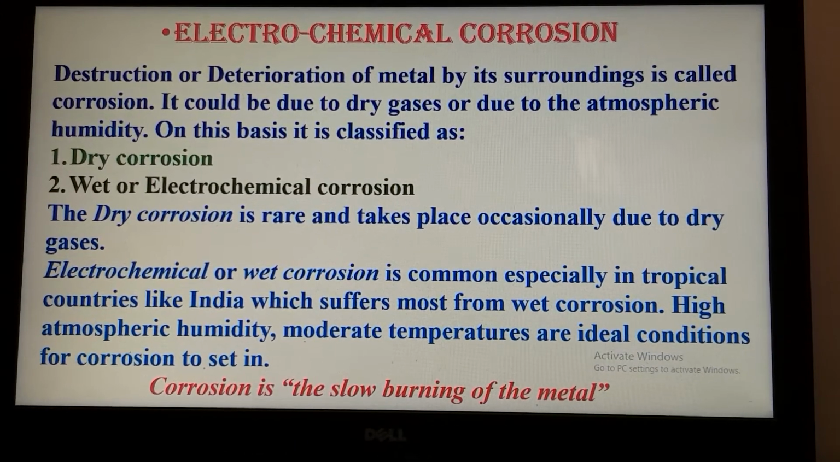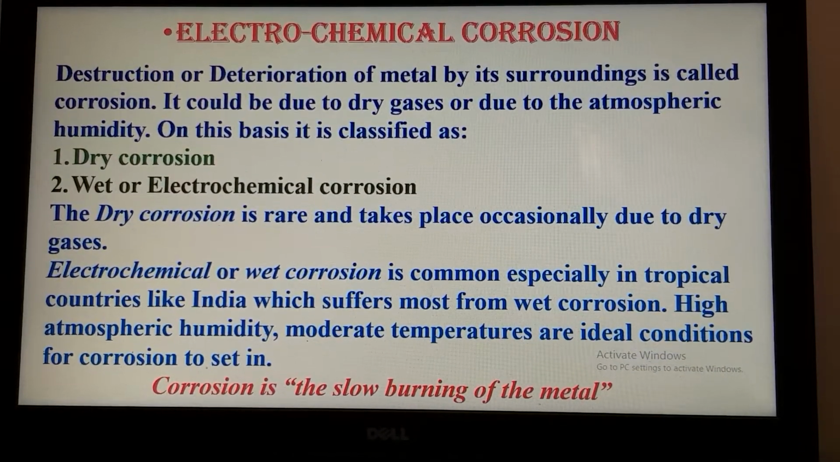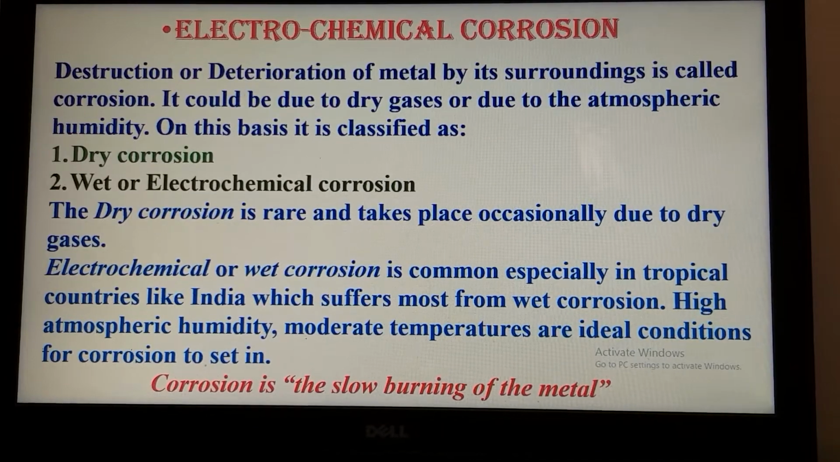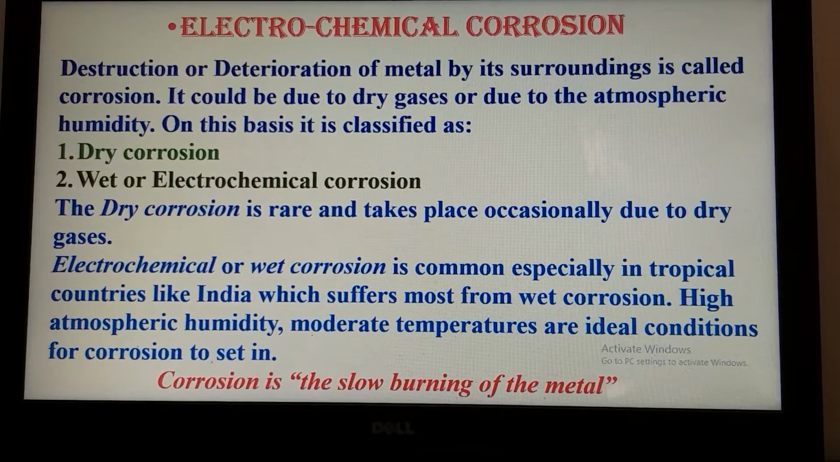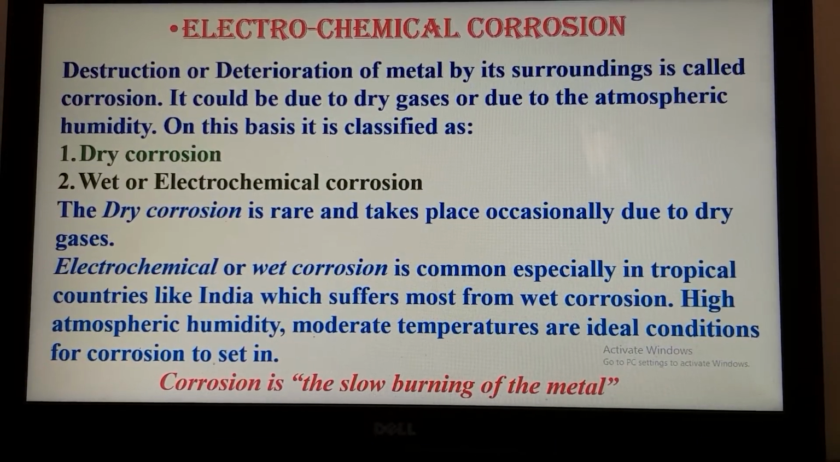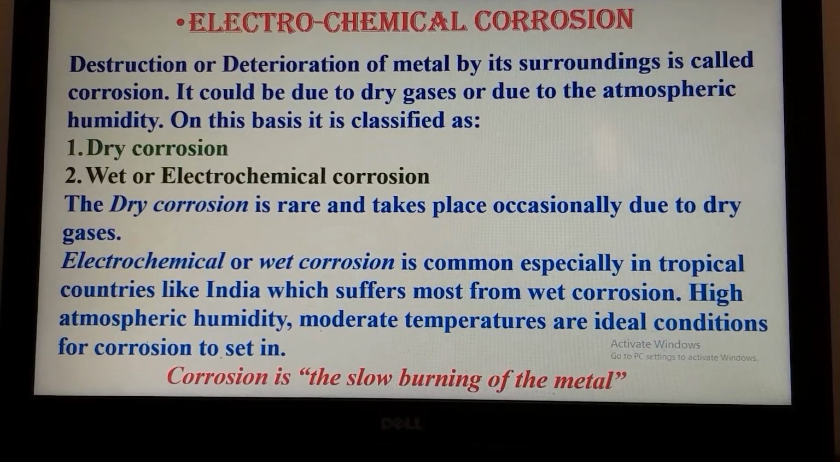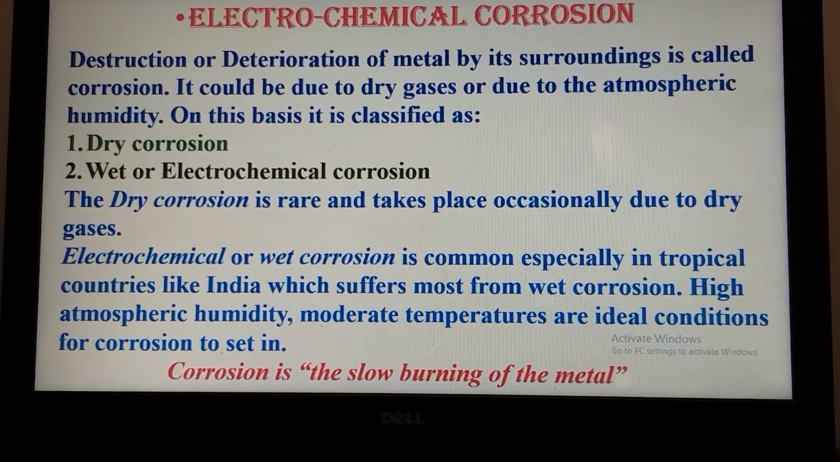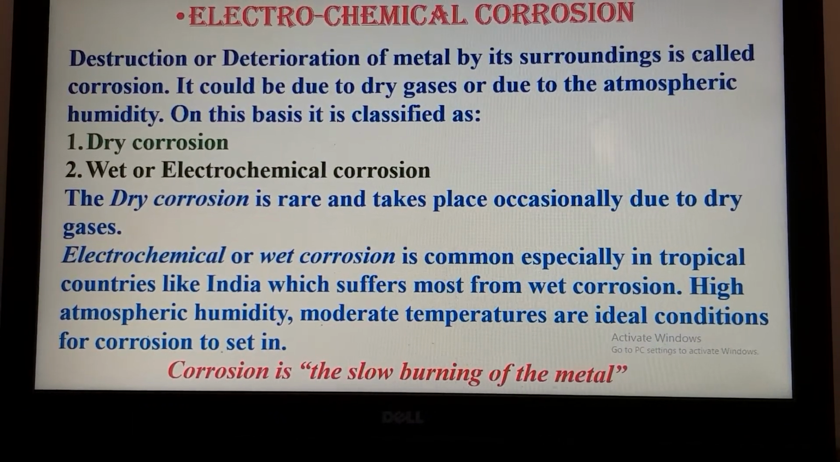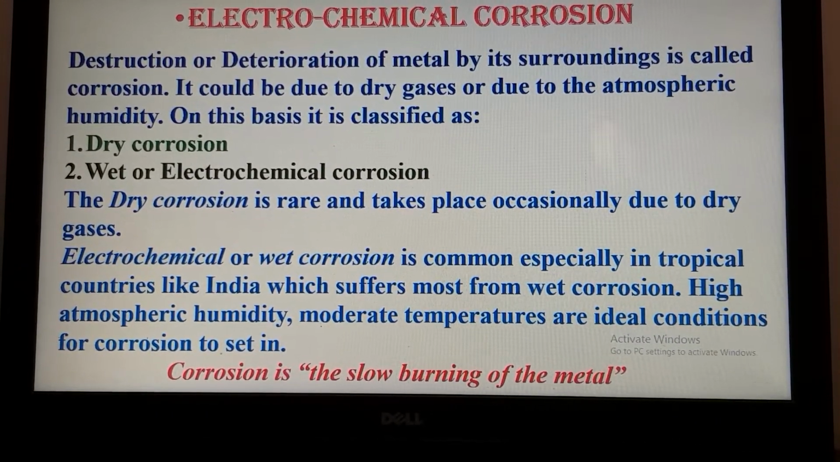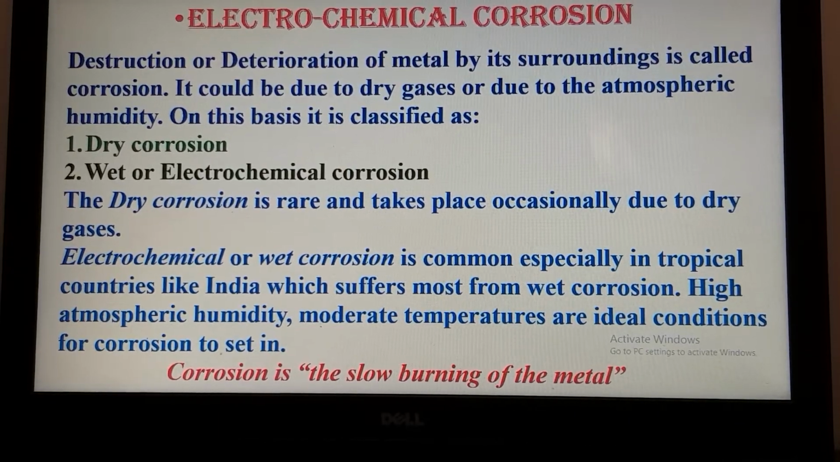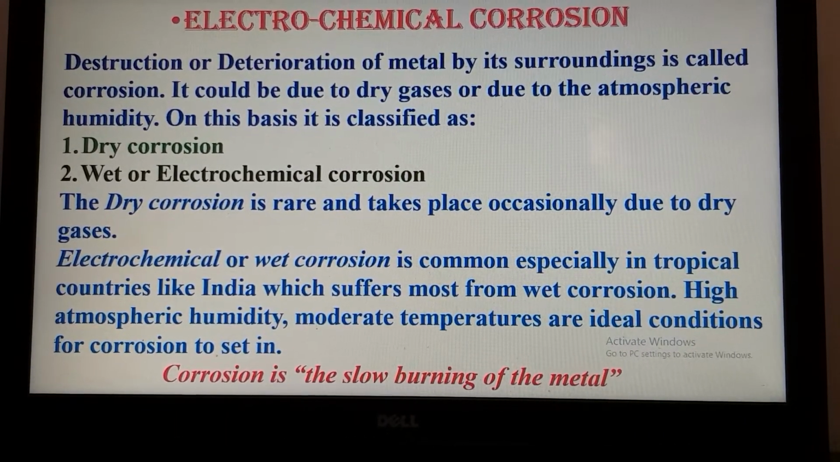metal is exposed. The atmosphere is made up of gases and water vapor, and on this basis we can classify corrosion as dry corrosion and wet or electrochemical corrosion. Dry corrosion can be explained as the attack of dry gases on the surface of metal leading to its deterioration or destruction. But this is very rare.